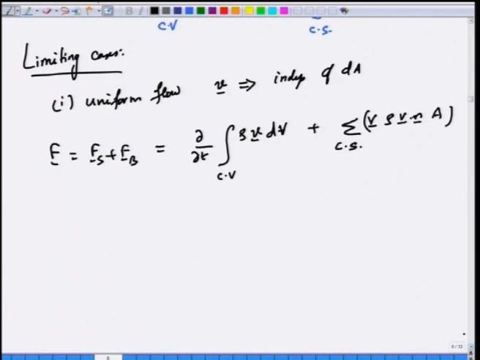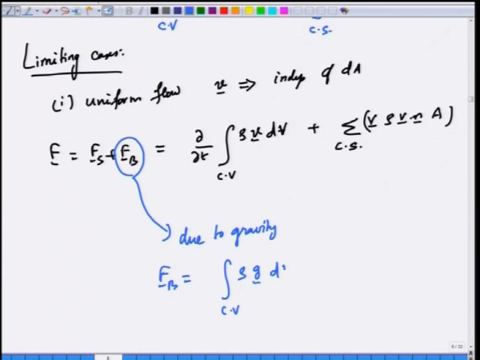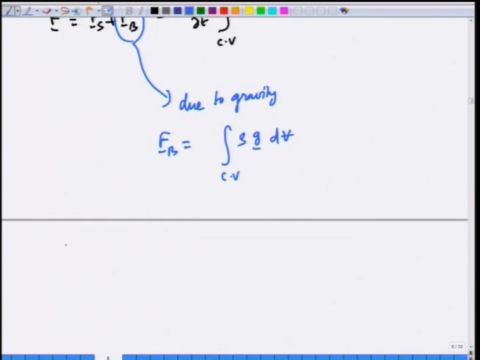Usually what happens is the body force is due to gravity. So, the body force is merely the integral over the CV of rho g dV. Now, what are the various causes of surface force F_S? These are the surface forces acting on the CV.